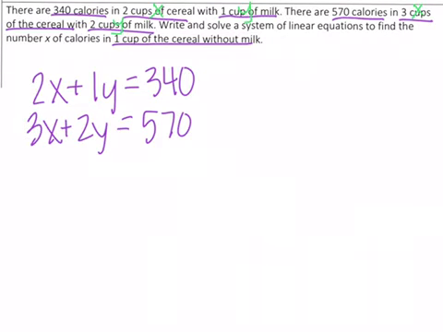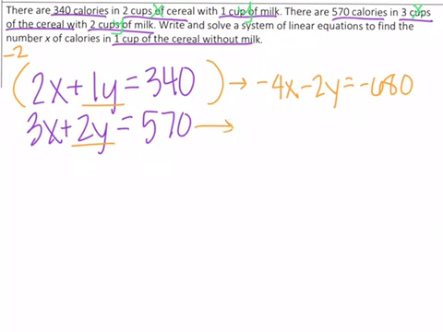So now, next with systems of linear equations is we have to multiply our equations so that our coefficients are opposite. What I'm going to do is look at my Y's, because if I multiply the top equation by -2, I can make my coefficient for Y a -2, which is opposite from my +2Y at the bottom. So when I multiply this whole equation by -2, I get -4X minus 2Y, and then 340 times -2 is -680. And then I bring over this equation as well.